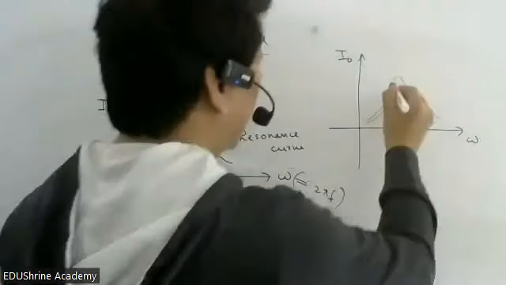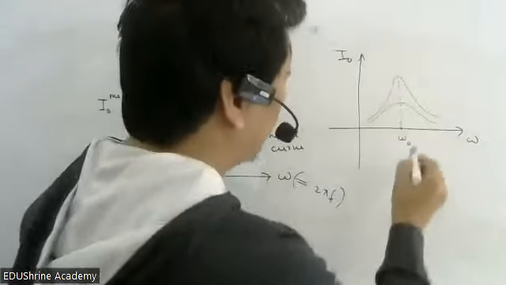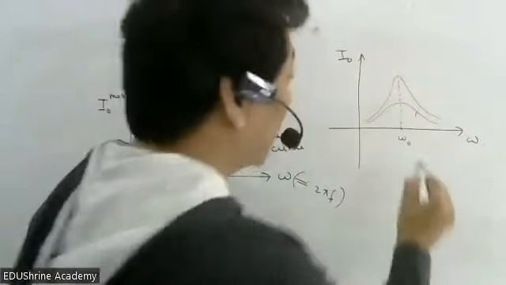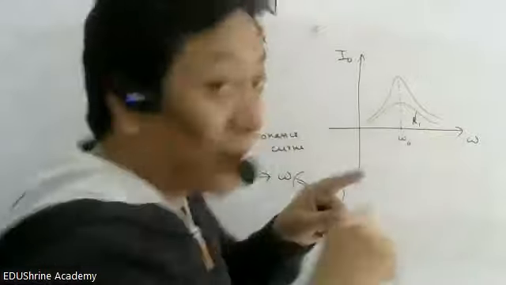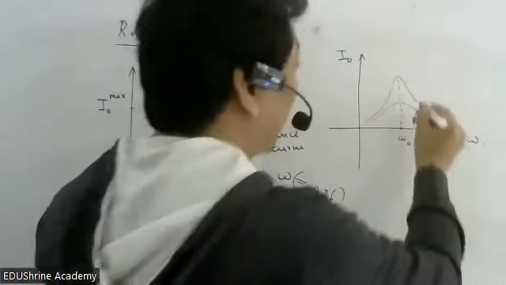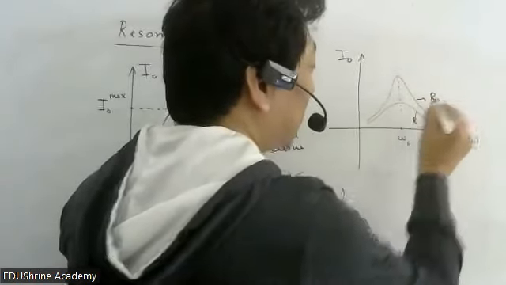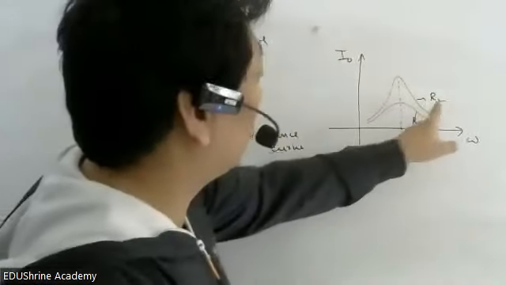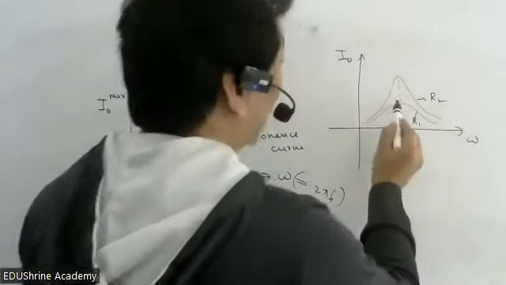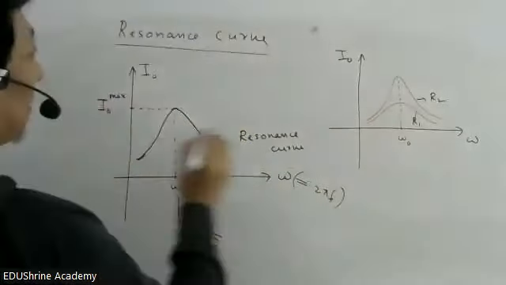Can you guess from here, if the lower graph is for a circuit with resistance R1 and the upper one is the resonance graph for a circuit with resistance R2, which resistance is more, R2 or R1? It will be R1 only, because what is the value of I0 max?